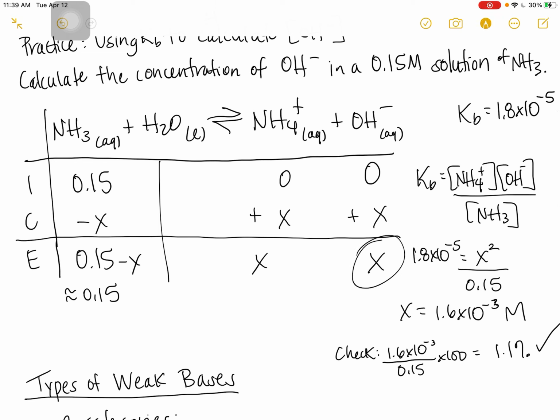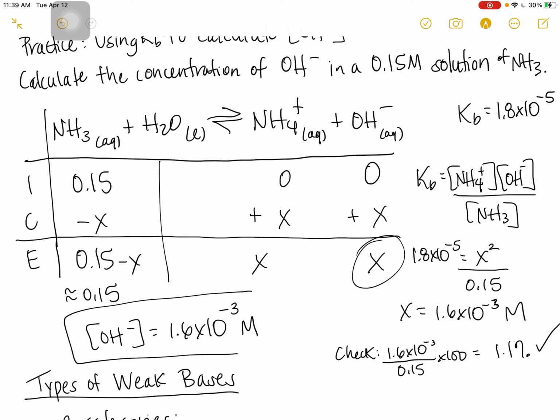And let's answer the question. Calculate the concentration of OH minus. Well, OH minus is being represented by X. So the concentration of the hydroxide ion in this case is 1.6 times 10 to the negative third molar. And I have answered the question. They did not ask me to calculate a pH or a pOH. I could, but that was not what this question was asking. So I'm done.